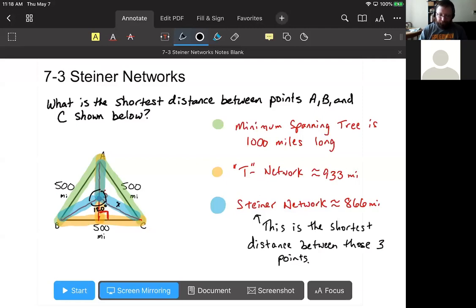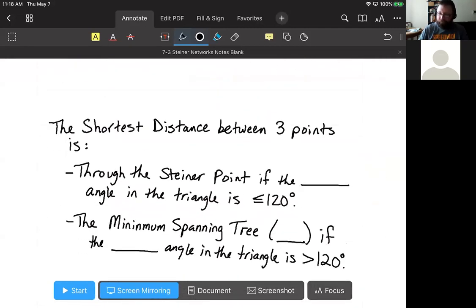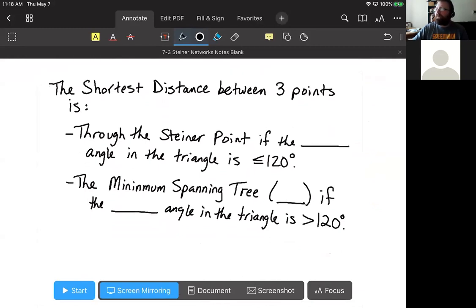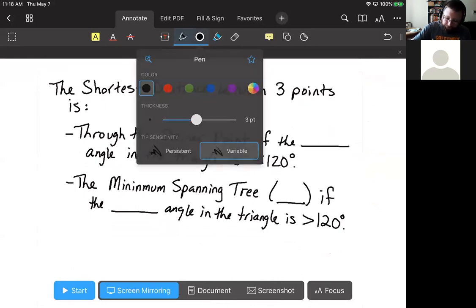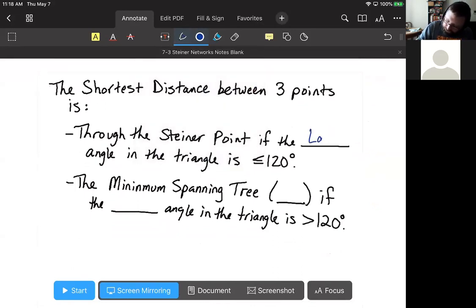Okay, so the shortest distance between 3 points. The shortest distance between 3 points is through the Steiner point if the largest angle in the triangle formed by those 3 points is less than or equal to 120 degrees. And the shortest distance between the 3 points is the minimum spanning tree, or MST, if the largest angle in that triangle is greater than 120 degrees. So that's what it boils down to.